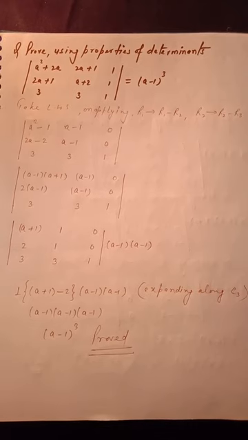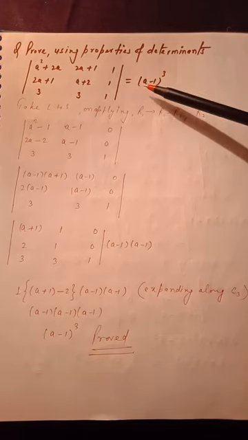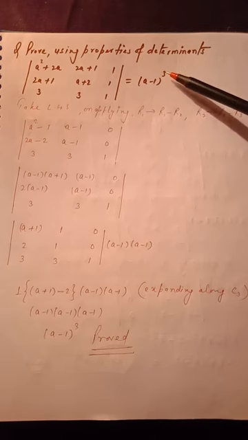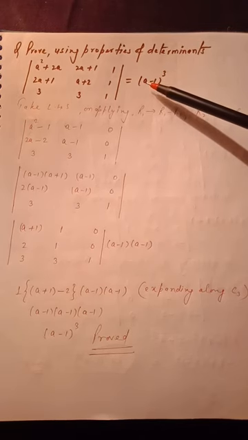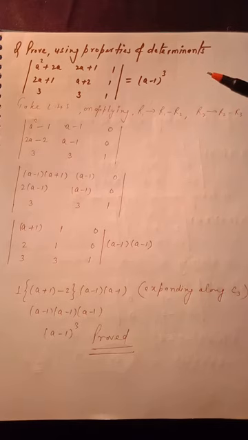Now in the second problem, one determinant is given. Using properties of determinants, prove that its value is equal to (a minus 1) cubed. This hint is sufficient, we require a minus 1. So how will we get a minus 1?